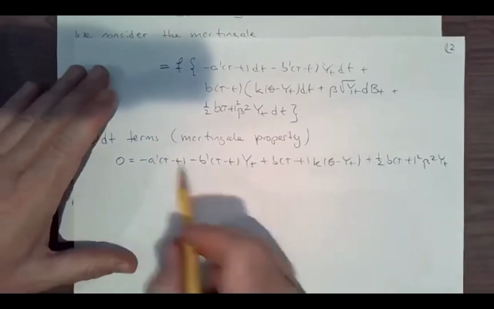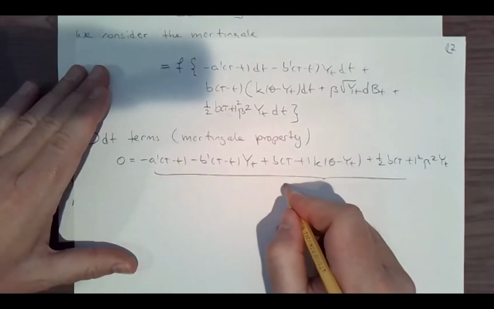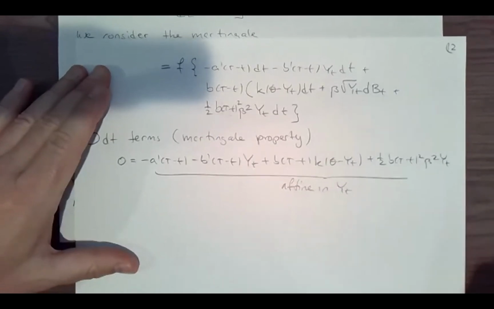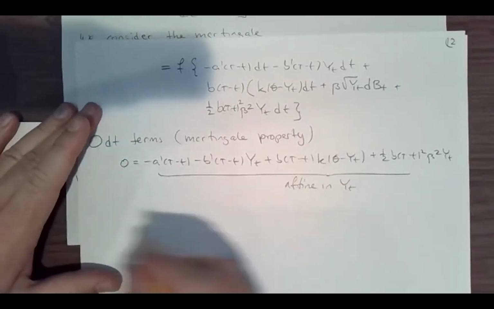And this is again affine in Y_t. So we can look at the Y_t terms. That will be the linear part.